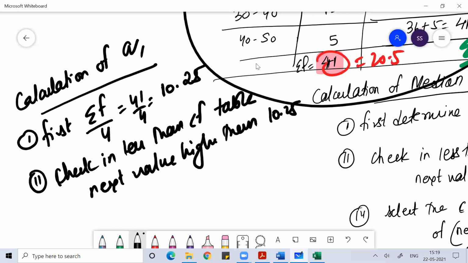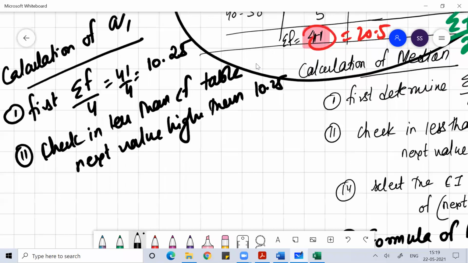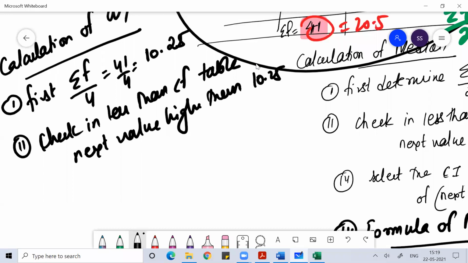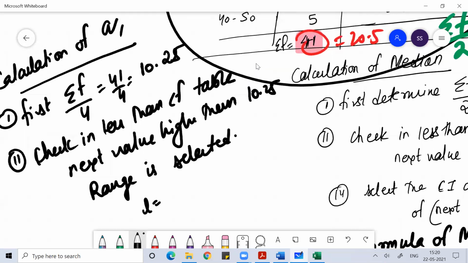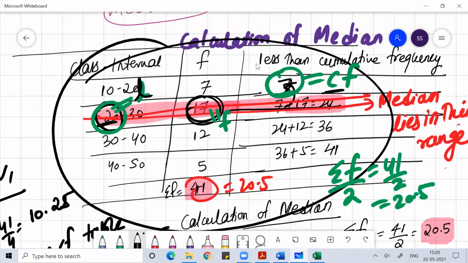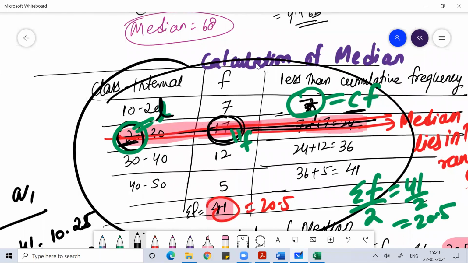Then you select the range. The range is selected the same way we did for median. For median, we did sum of f by 2. In quartile 1, we'll do sum of f by 4. In quartile 3, we'll do 3 into sum of f by 4. And then what would be your L? See the next value higher than 10.25. This is the range.